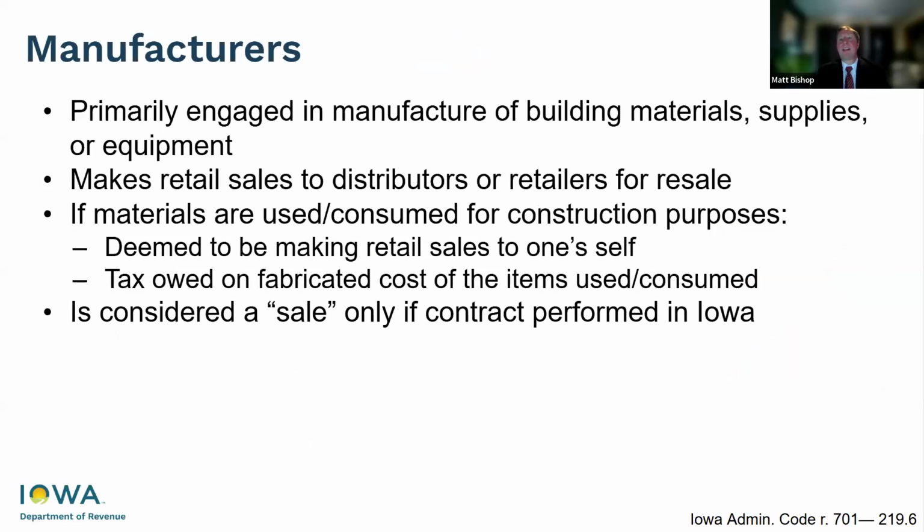Then we have a bonus classification for manufacturers. Maybe you're building supplies. You manufacture supplies for others in the construction industry. There, you're making retail sales to your customers. You would collect sales tax from your customers, and you would owe tax where your materials are used in construction purposes. So you'd be making retail sales to yourself.